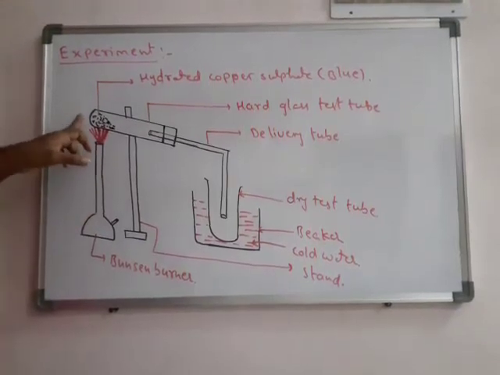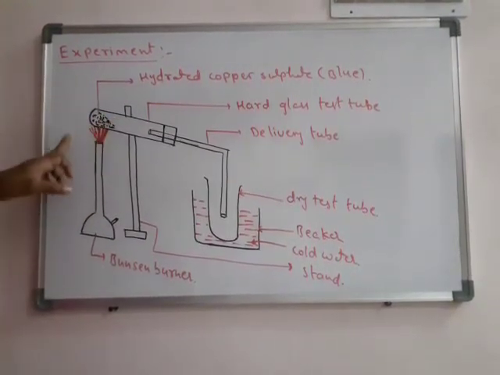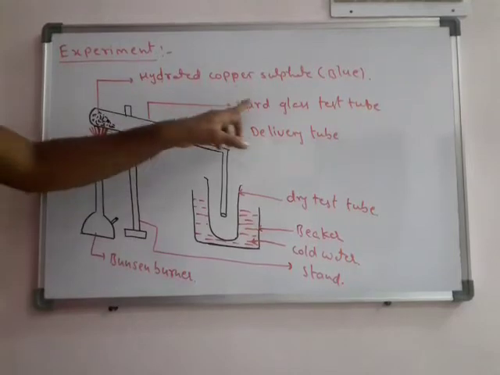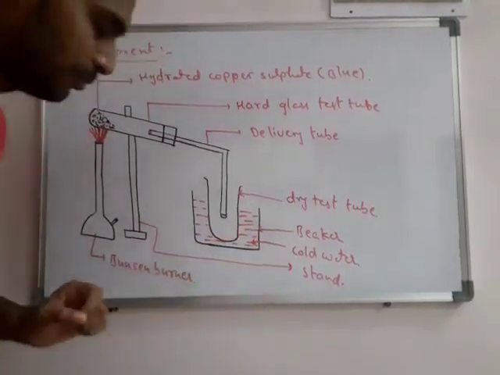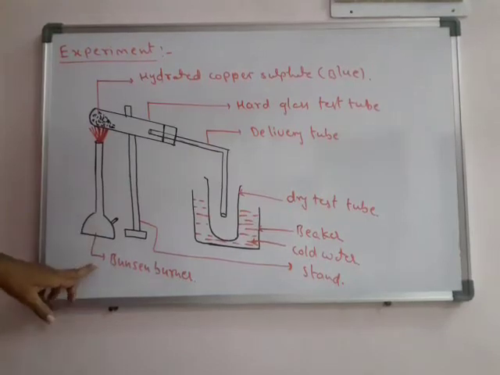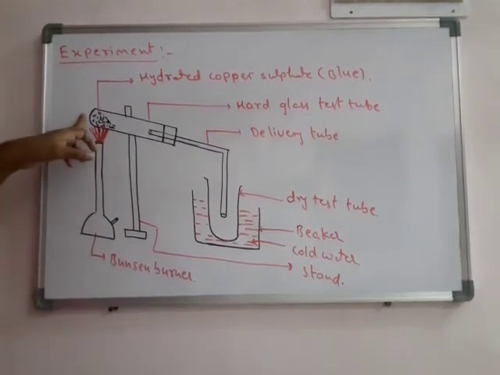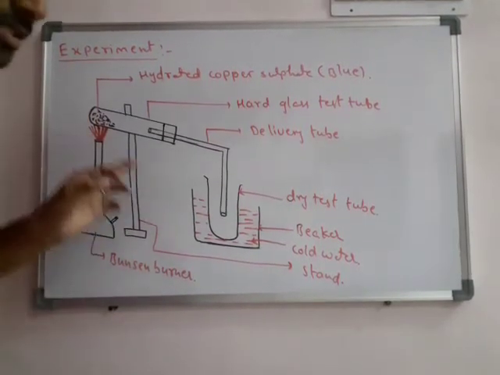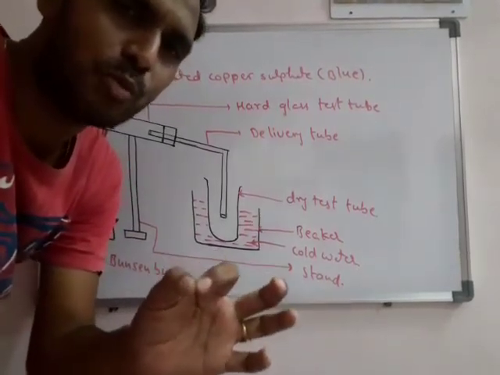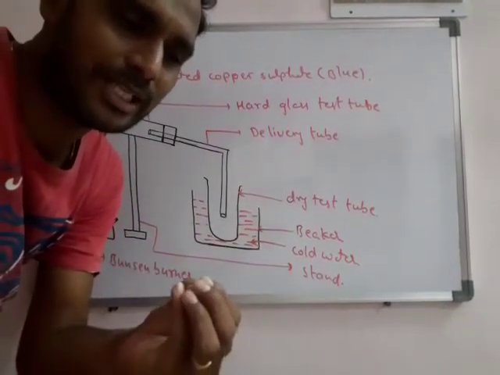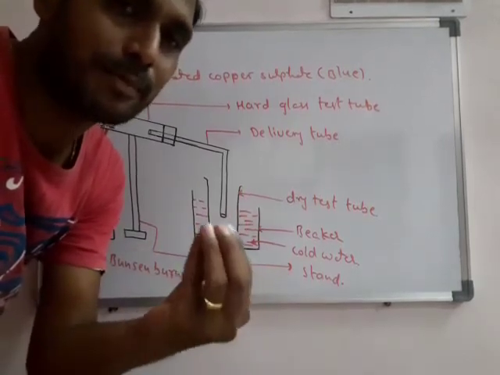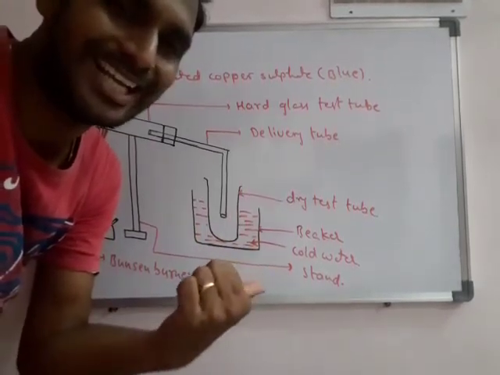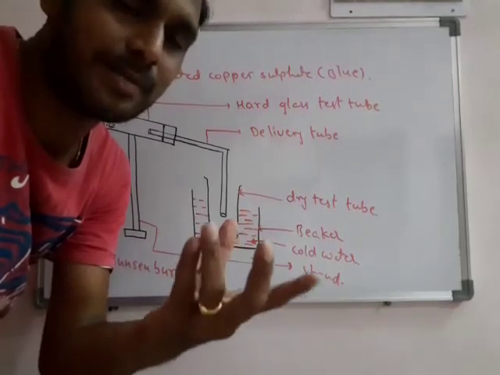We took the hydrated copper sulfate in a very hard glass test tube, because we are heating, so we have to take a very hard glass tube. Then with the help of a Bunsen burner we heat this. When copper sulfate is heated, in just a few minutes we get steam. We observe some steam coming out. When this salt is heated, it releases some steam.